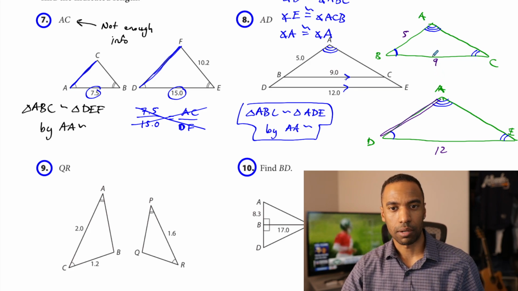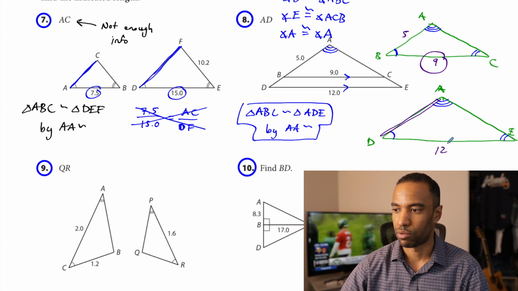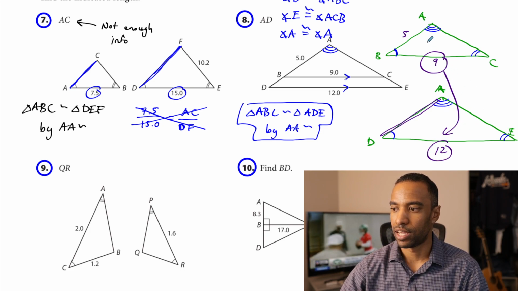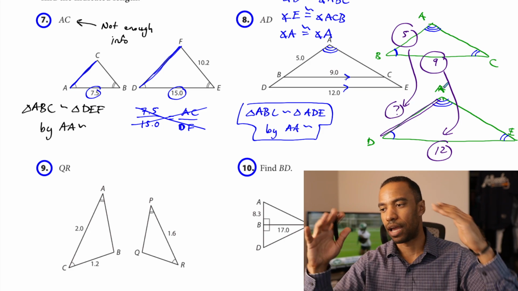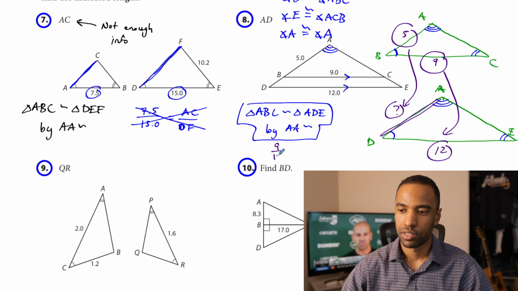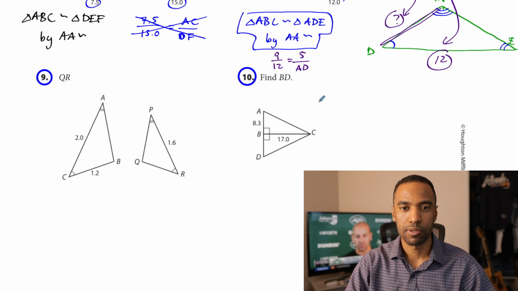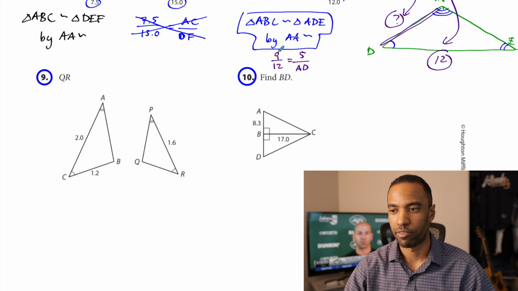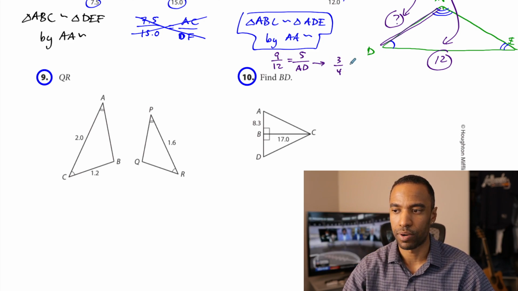So when it comes to writing a proportion, guys, we can correspond 9 with 12, and then let's correspond 5 with our unknown. 9 over 12 equals 5 over the unknown AD. You know me, before cross multiplying, try and simplify a fraction if we can. 9/12 reduces to 3/4 if we divide top and bottom by 3.